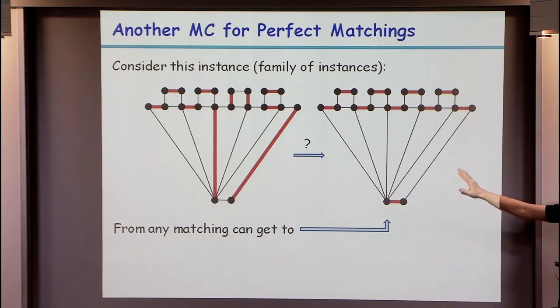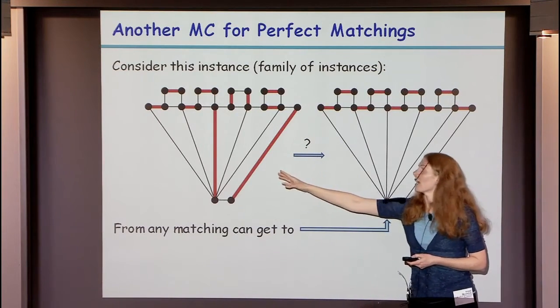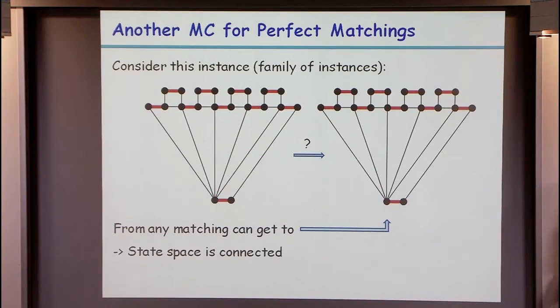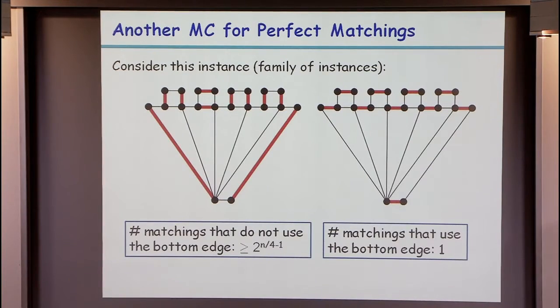Now I claim that I can actually go from any matching on the left to the matching on the right, and you can verify that very quickly. So now I have a connected Markov chain, an irreducible instance. But the number of matchings on the left is exponential. On the right, there is just one that matches the bottom two vertices. So I'm going to use this as a gadget to show that this swap Markov chain doesn't always mix in polynomial time.